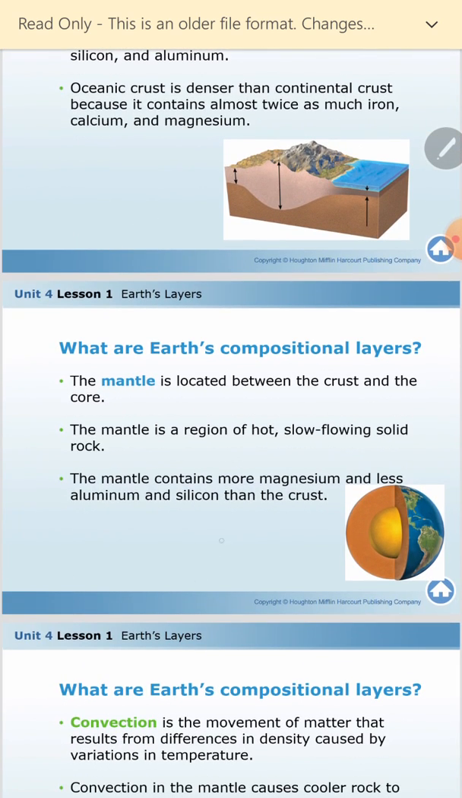Now, the mantle is the second layer. As you see, it is located between the crust and the core. It is a region of hot, slow-flowing solid rocks. These solid rocks, because they are very hot, can flow slowly. The mantle also contains more magnesium and less aluminum and silicon than the crust.